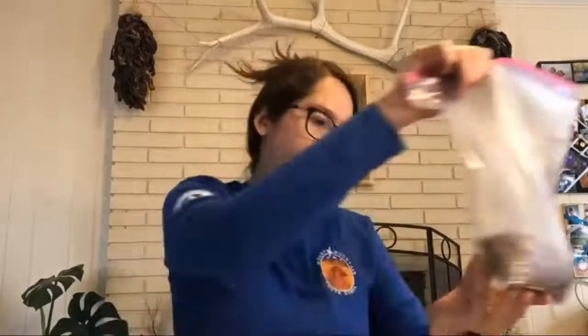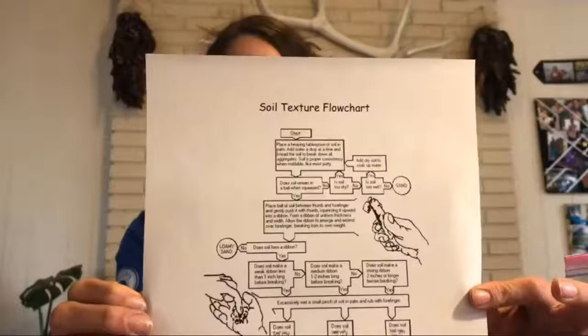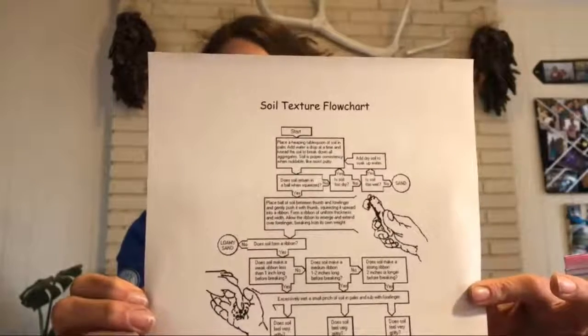All right, we are going to texture some soil now. So the supplies that you will need: a spray bottle full of water, your bag of soil or soils, and finally, this handy dandy soil texturing flow chart, which we will go through together.